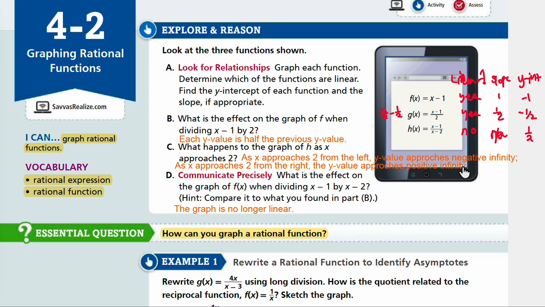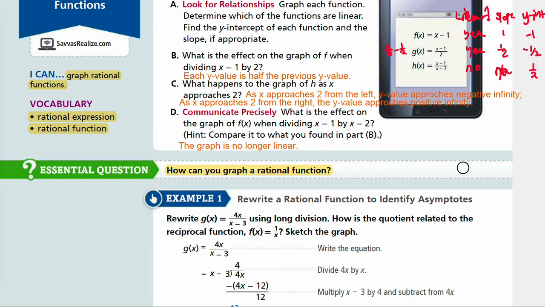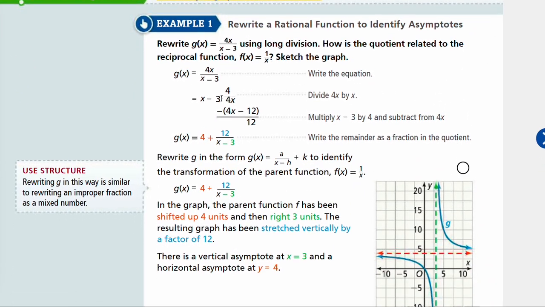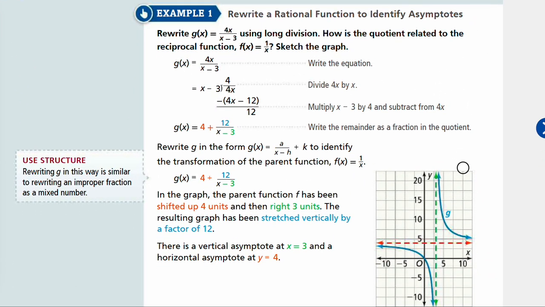Okay, let's look at example 1. Rewrite a rational function to identify asymptotes. Rewrite g of x equals 4x over x minus 3 using long division. How is the quotient related to the reciprocal function f of x equals 1 over x? Sketch the graph.